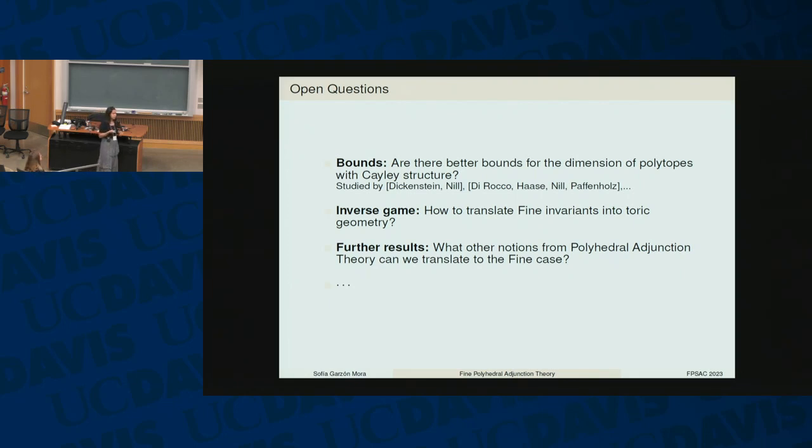Because before I told you that we started first from toric geometry and then moved on to polytopes, but can we go back? And maybe what are other results from polyhedral adjunction theory that can still hold in the case of the fine adjunction theory? And also there are lots and lots of open questions. I'm happy if you have any more open questions, so just come to me. Thanks for listening.